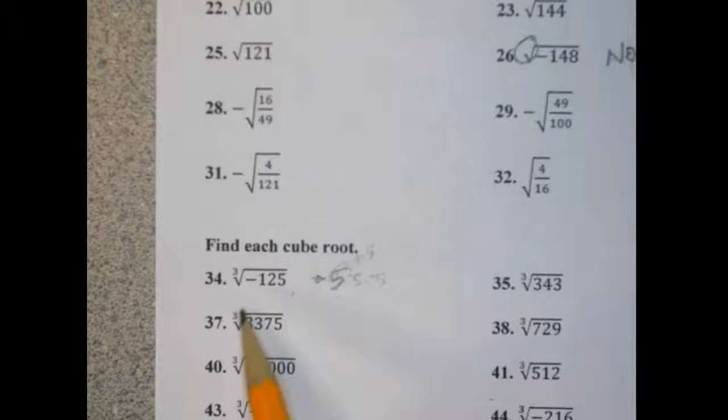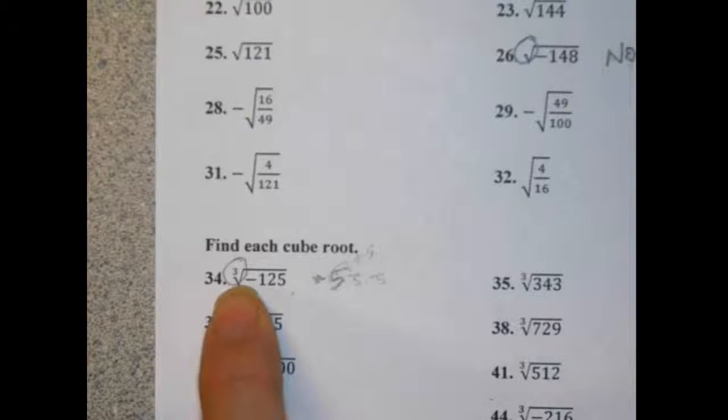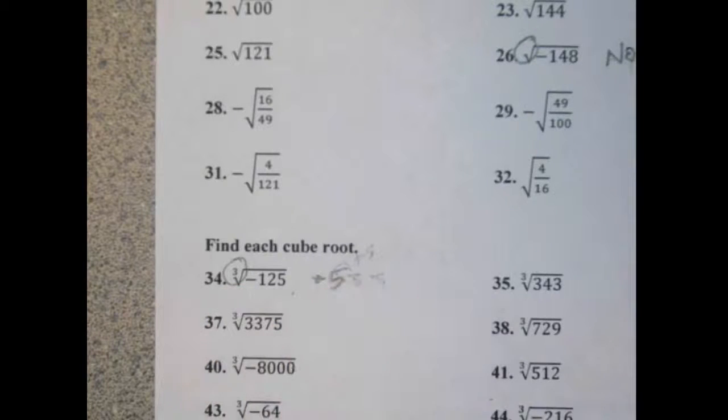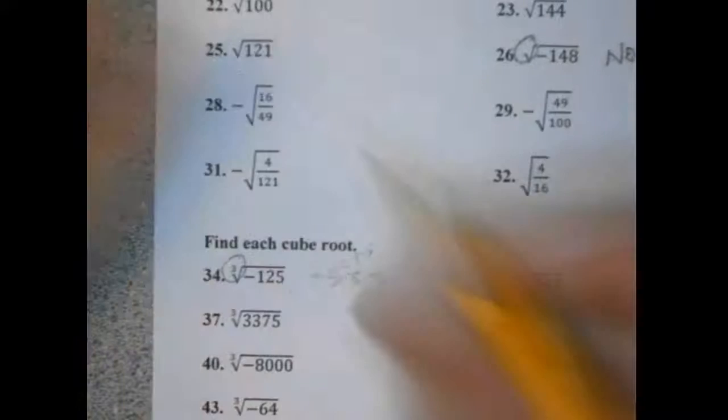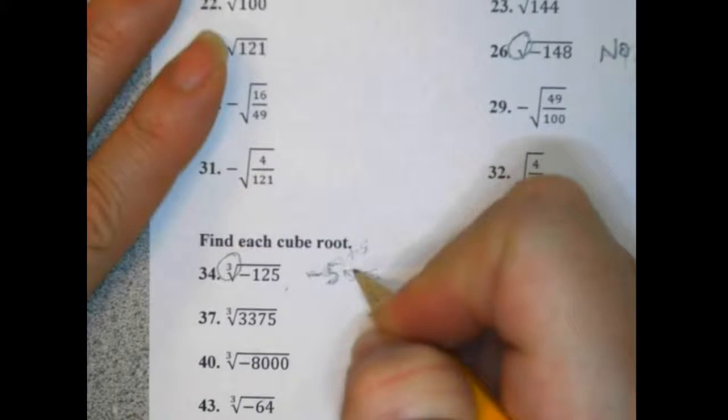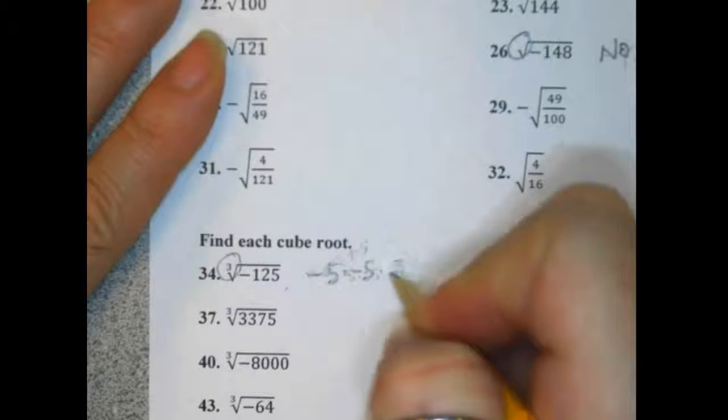Now look at this one here, 125. What is the number that's right here? What is that number? It's a 3. So it's asking me for a cubed root. That's telling me how many times that number is going to multiply times each other. Okay? So it has to be negative 5 times negative 5 times negative 5.